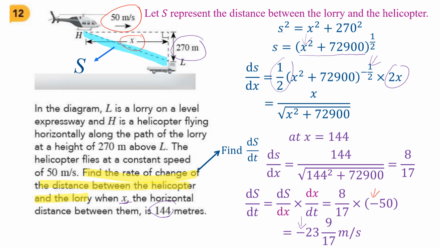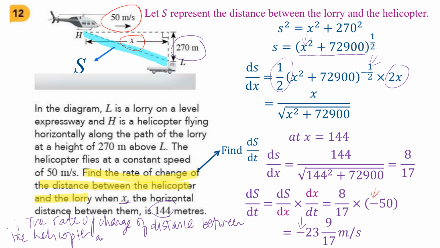Okay, so we need to write it using a proper statement, because you need to answer the question asked. So the question asked for the rate of change of the distance. So therefore, the rate of change of the distance between the helicopter and the lorry is negative 23.9 over 17 meters per second.